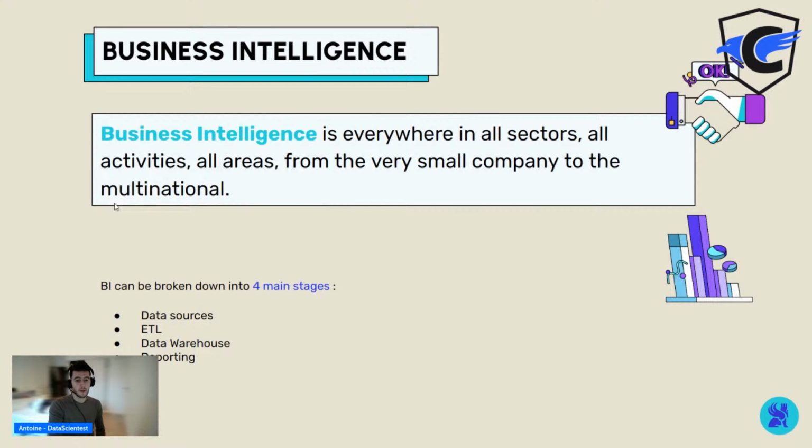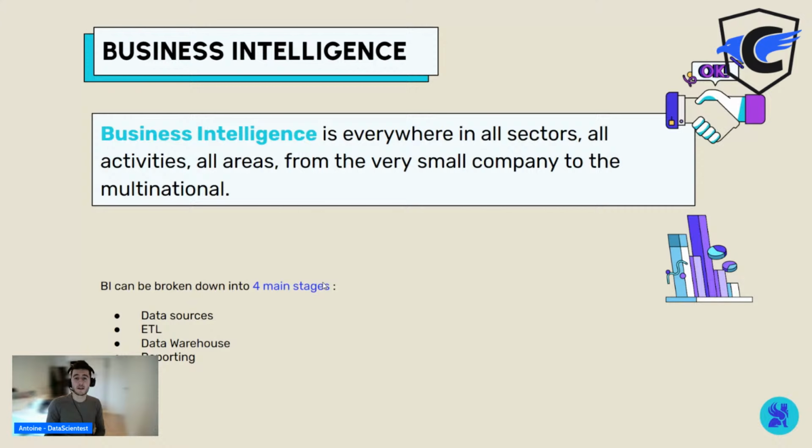First of all, connection to data sources. And as I told you, these data sources can be very different. It could be an Excel file or a flat file like a CSV file or JSON file. It could be a SQL database. It could be from big data. It could be many, many different things, social networks, etc.